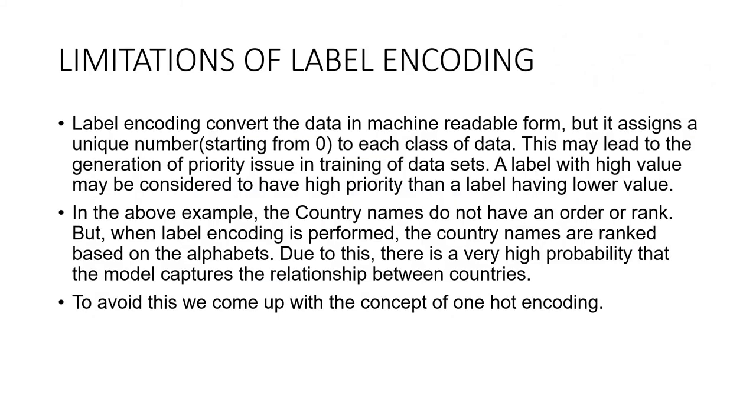Label encoding converts the data into machine readable form, but it assigns a unique number starting from 0 to each class of data. You saw that. This may lead to the generation of a priority issue in training data sets. A label with a high value may be considered to have higher priority than a label having a lower value. In the above example, the country names do not have an order or rank. But when label encoding is performed, the country names are ranked based on the alphabets. Due to this, there is a very high probability that the model captures a relationship between countries.